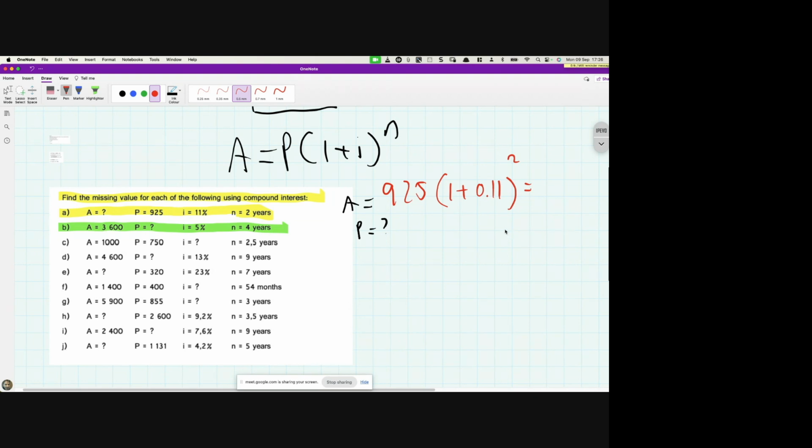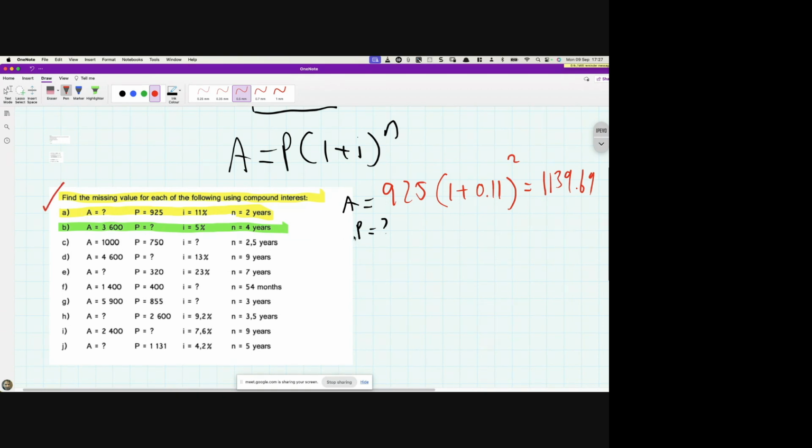I get, did anybody get 1139.69 for A? Fantastic. Okay, so we've got our first one.